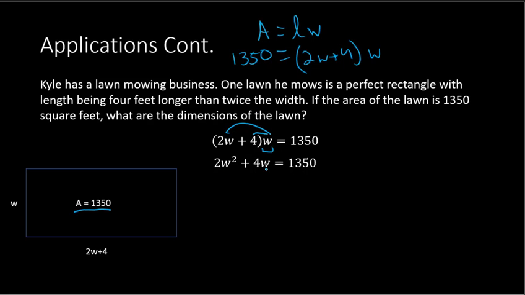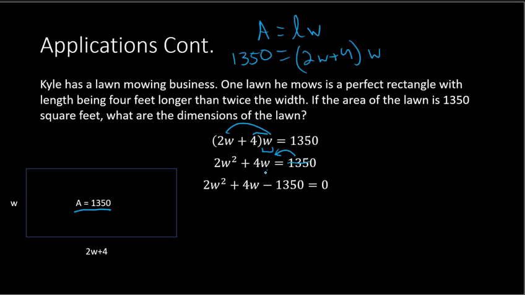Now from here we can solve. We have two terms with W, so we're going to want to use completing the square, the quadratic formula, or maybe factoring would work. Let's bring the 1,350 to the left side by subtracting. That would give you 2W squared plus 4W minus 1,350 equals 0. Different ways we can approach this. You can use whatever method you prefer. You could divide everything by 2 to make the numbers smaller, or you can just take what you have and use it that way.